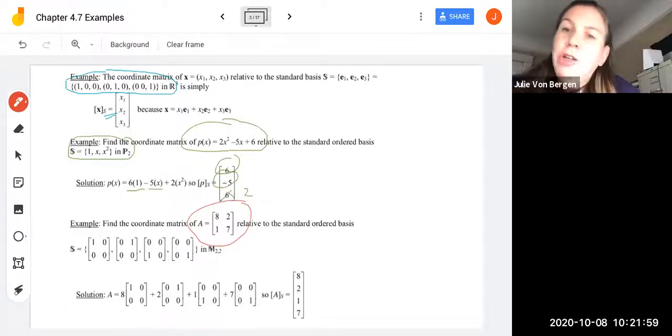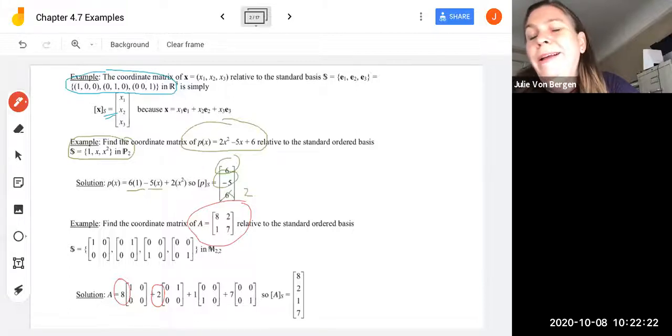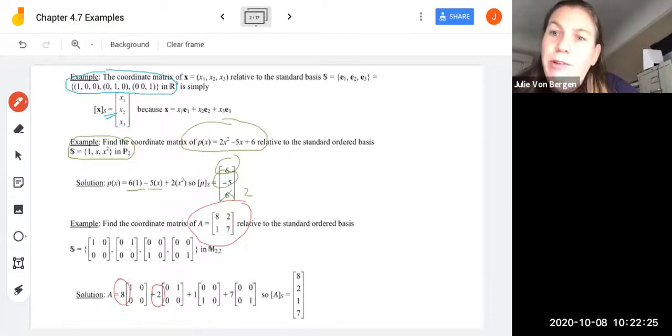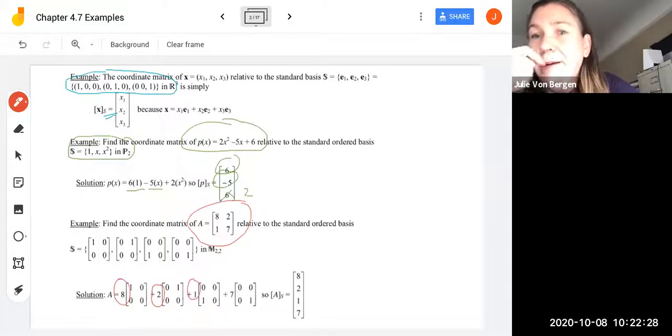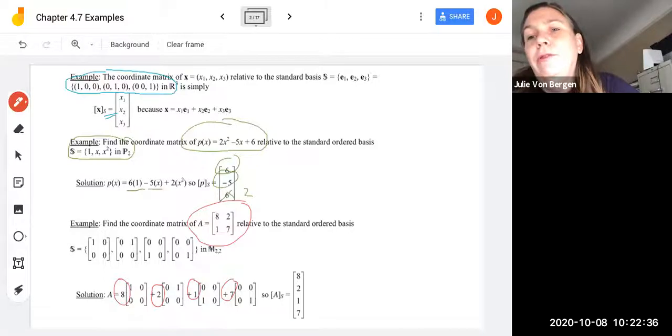And then we just multiply each scalar here times the corresponding position for the standard basis. So since we have 8 in position 1, 1, we get an 8 here multiplied by the first standard ordered basis matrix. Since 2 is in row 1, column 2, we've got a 2 here in front of the matrix (0, 1, 0, 0). Similarly, since 1 is in row 2, column 1, we use the scalar 1 here multiplied by the standard ordered basis matrix (0, 0, 1, 0). And then since 7 is in position 2, 2, we have a 7 here multiplied through by the (0, 0, 0, 1) standard ordered basis matrix.